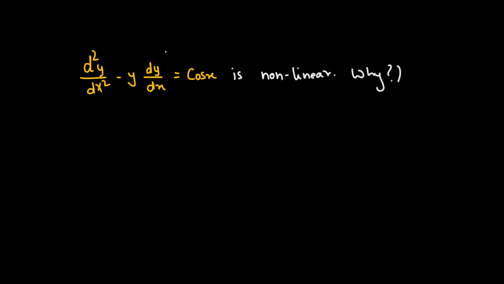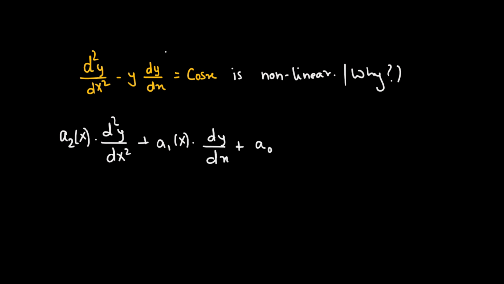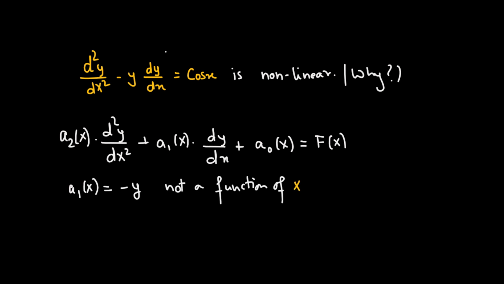Second derivative of y with respect to x minus y times the derivative of y with respect to x equals cosine of x is non-linear. That is because if we write it in the standard form, a2(x) times the second derivative of y with respect to x plus a1(x) times the derivative of y with respect to x plus a0(x) y equals f(x), here a1(x) equals negative y, which is not a function of x, hence non-linear.